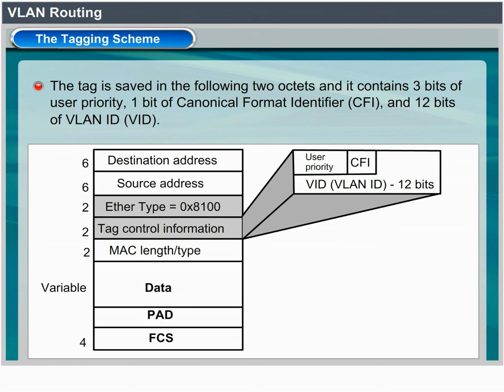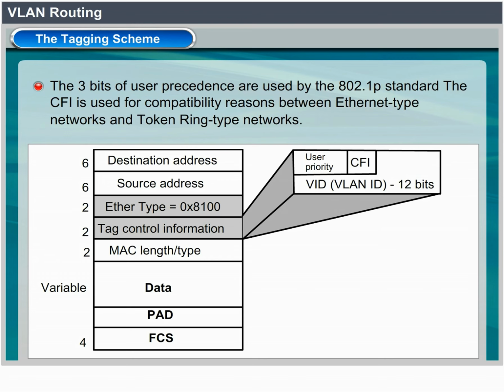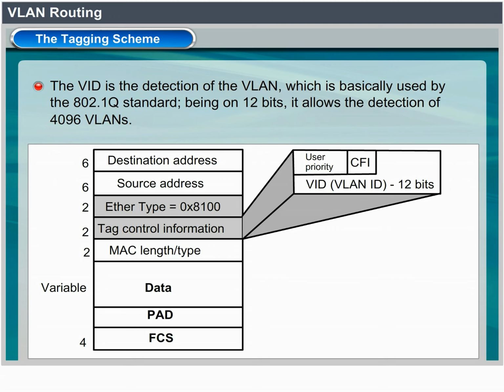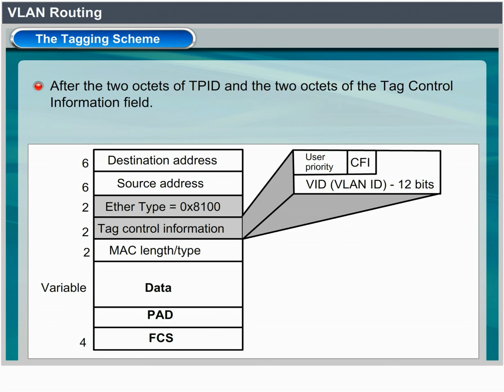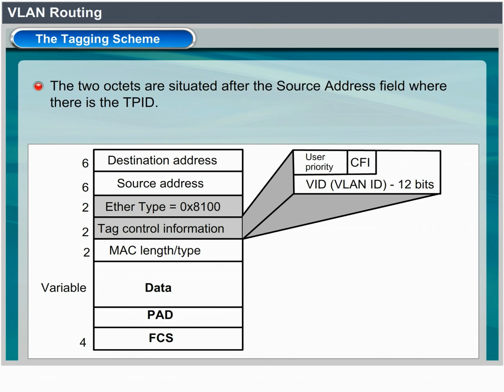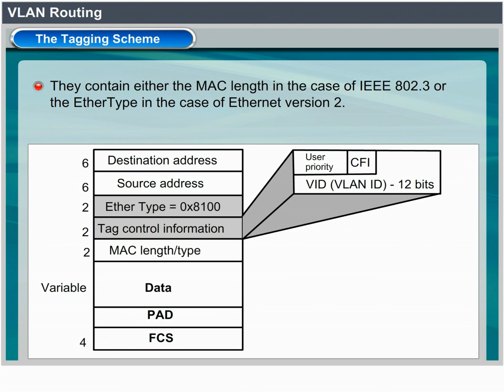The 3 bits of user priority are used by the 802.1p standard. The CFI is used for compatibility reasons between Ethernet type networks and token ring type networks. The VID is the identification of the VLAN, which is basically used by the 802.1q standard. Being on 12 bits, it allows the identification of 4096 VLANs. After the 2 octets of TPID and the 2 octets of the tag control information field, the 2 octets located after the source address field contain either the MAC length in the case of IEEE 802.3 or the ether type in the case of Ethernet version 2. Figure: tagging scheme.